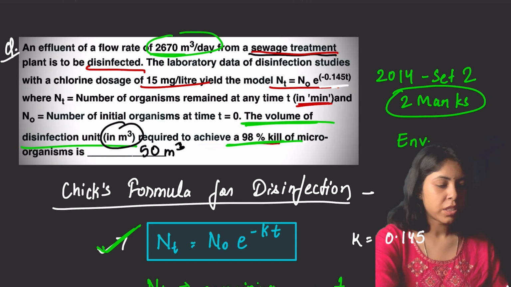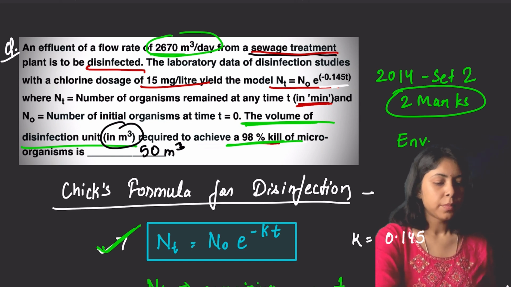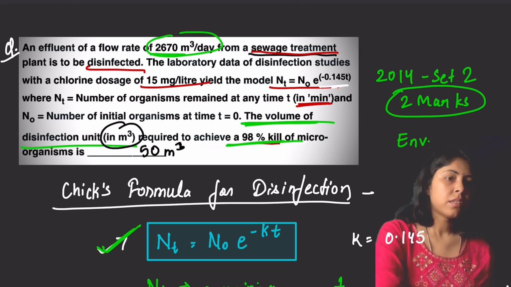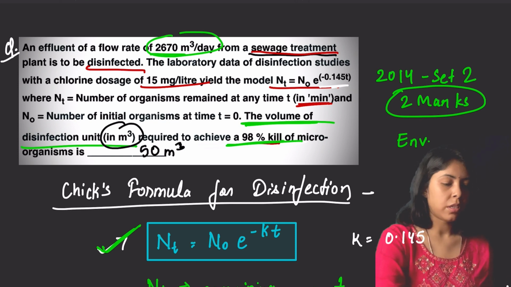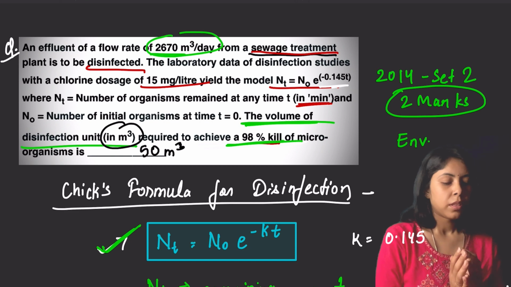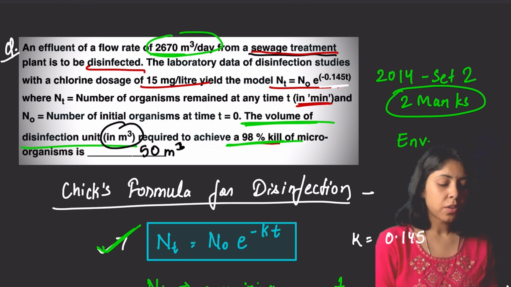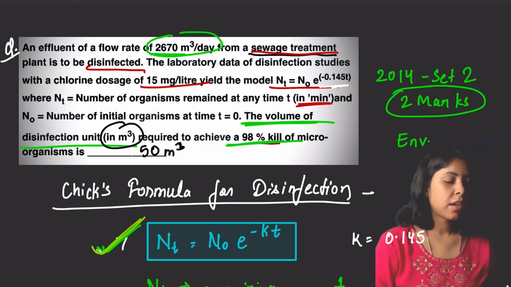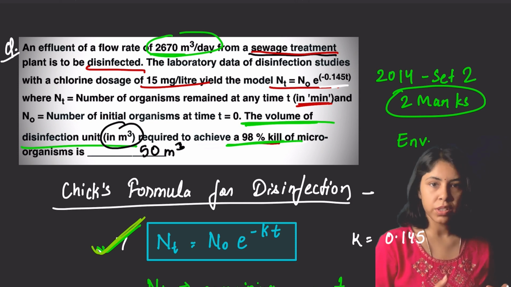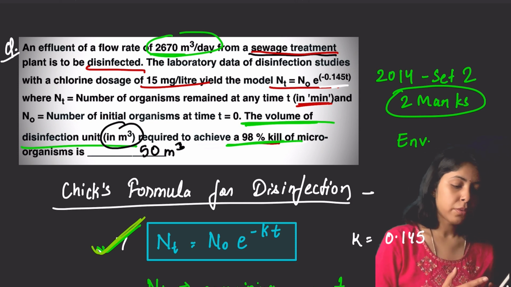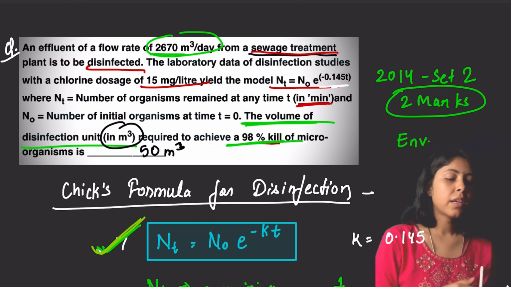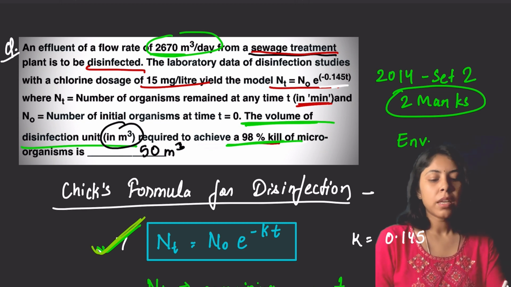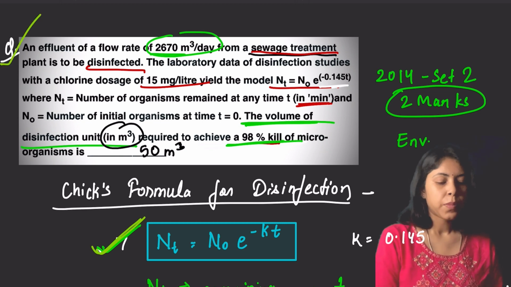So I hope this question is clear to you all. We have studied a very important topic, that is disinfection in environmental engineering. In GATE, disinfection and basically this relation is useful in all the questions, and this is a very important formula, and application of that will come from the PYQ questions only. So I hope this is clear.